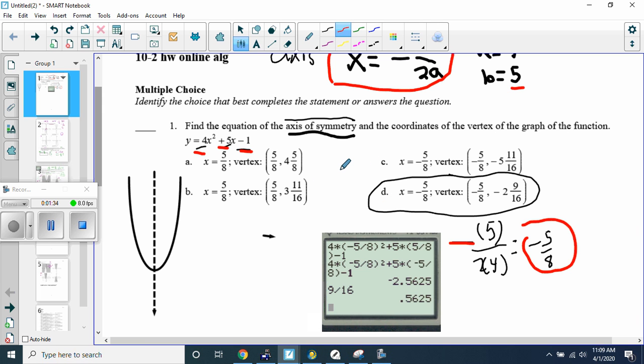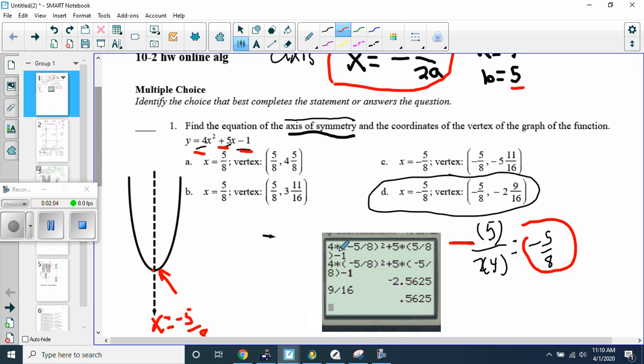Now you have to figure out what the vertex is. And the vertex is the point on the parabola, this point right here, which includes the axis of symmetry, which is x equals negative 5/8. That's just a line, this dotted line going up here. But this actual point of the vertex is determined by taking the axis of symmetry and putting it into the equation. And that's the work I have down here.